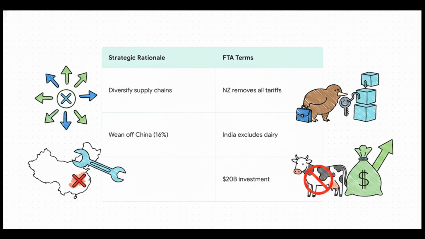And the negotiated terms? They're a major win for New Delhi. New Zealand has agreed to remove all goods tariffs immediately. More importantly, India strategically protected sensitive domestic sectors, crucially our massive livelihood-dependent dairy industry, while still securing a staggering $20 billion investment commitment. It's honestly a masterclass in balancing aggressive global integration with really careful domestic protectionism.